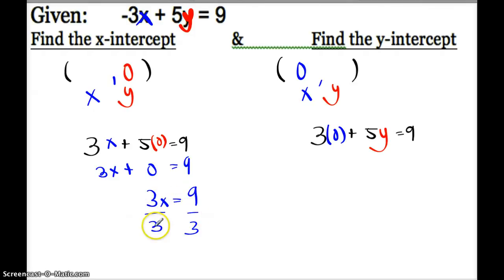Notice when I'm solving, even though I don't draw my line, I do have everything organized. My equal signs all lined up. Very easy to read. These cross out because they make a 1. X equals 3.